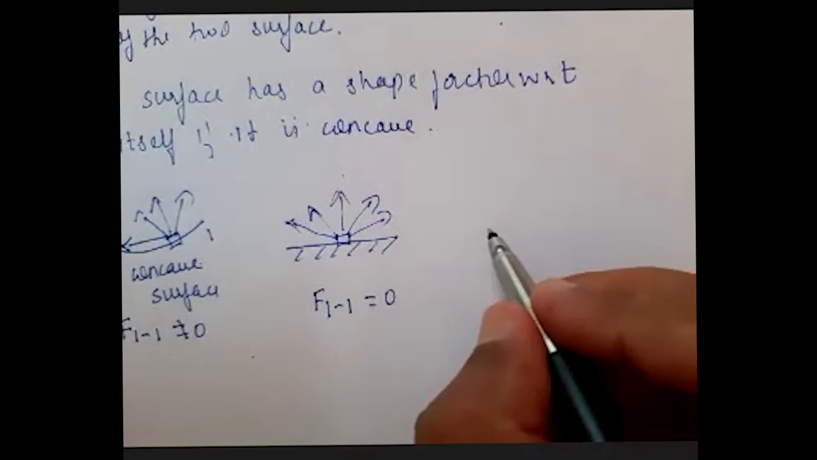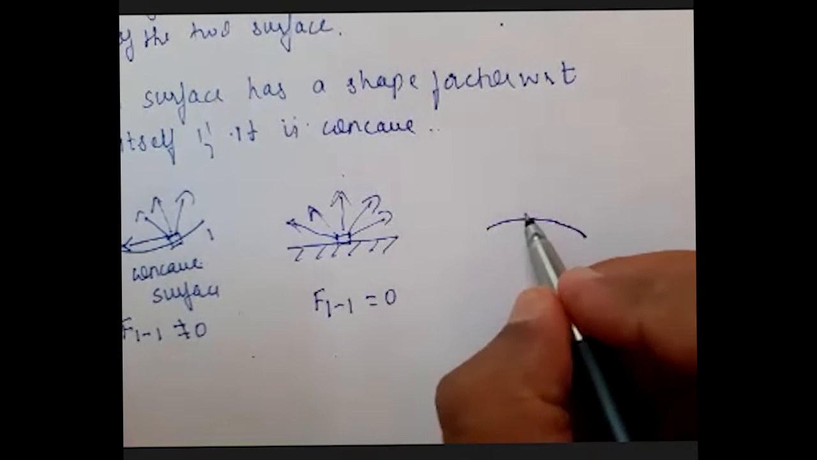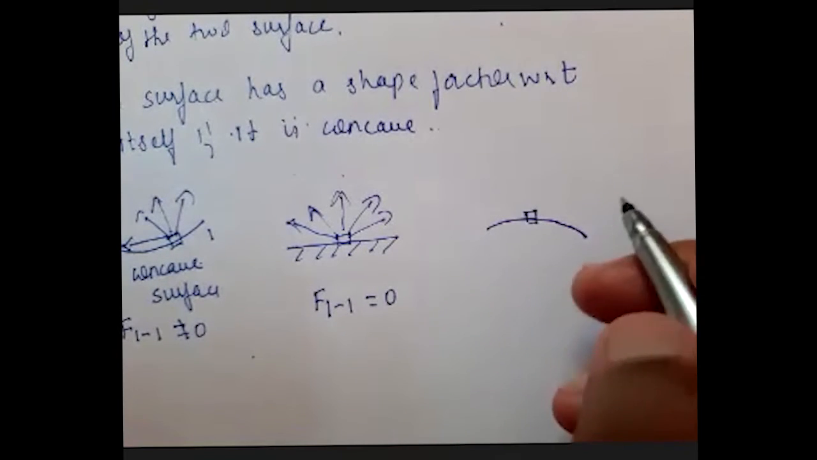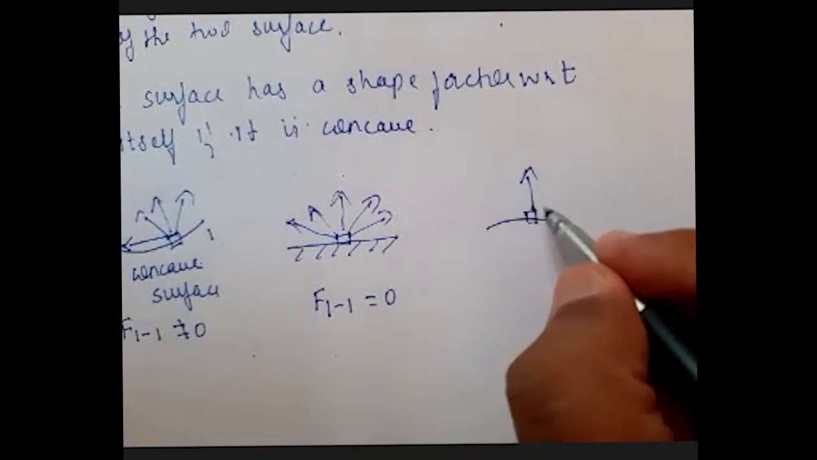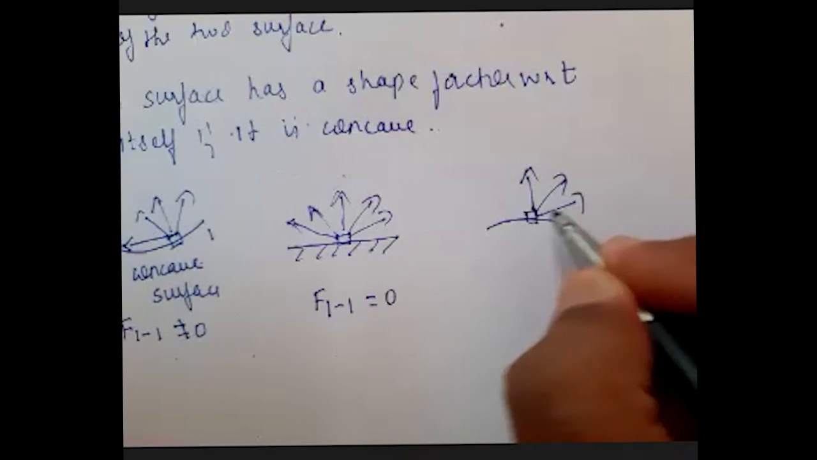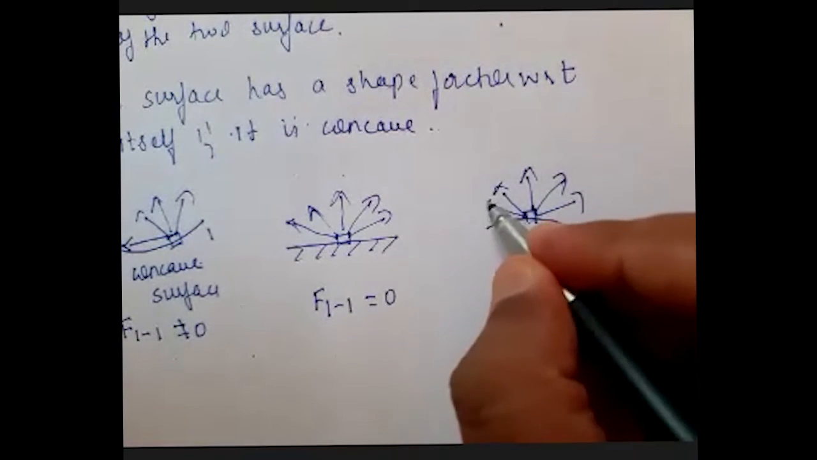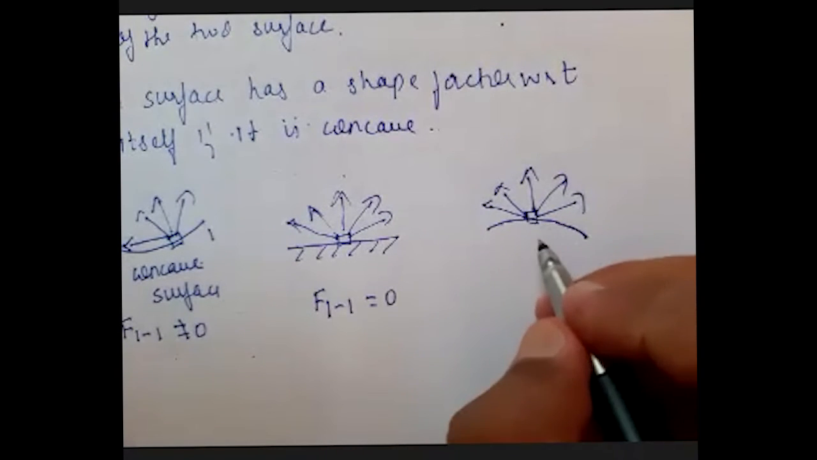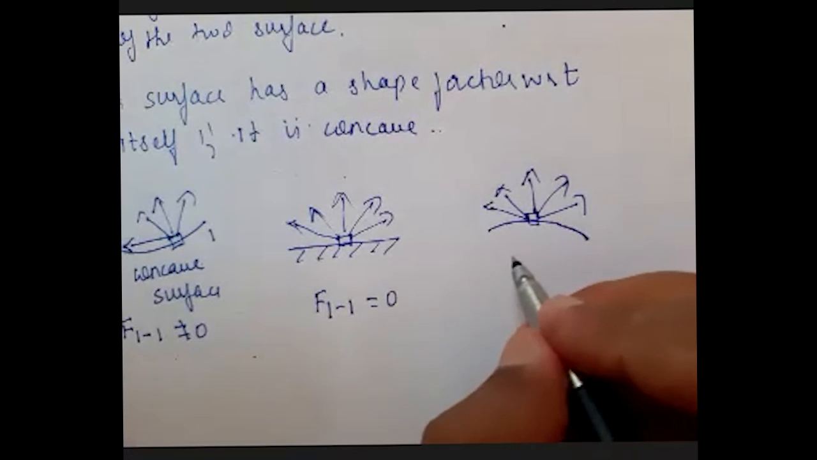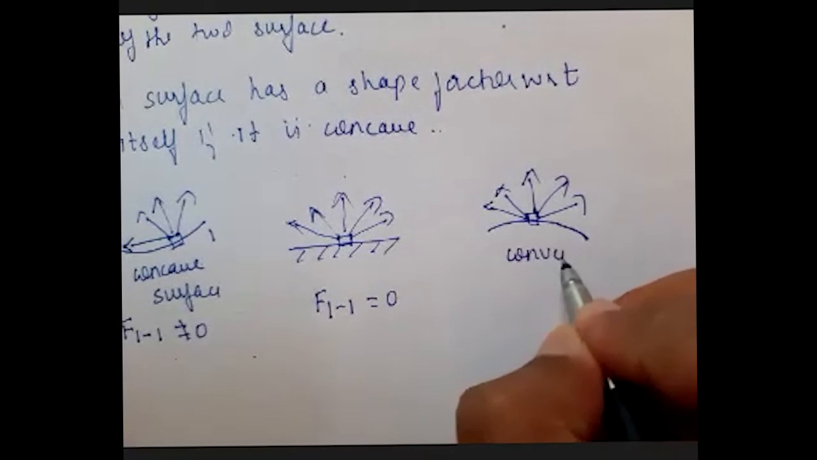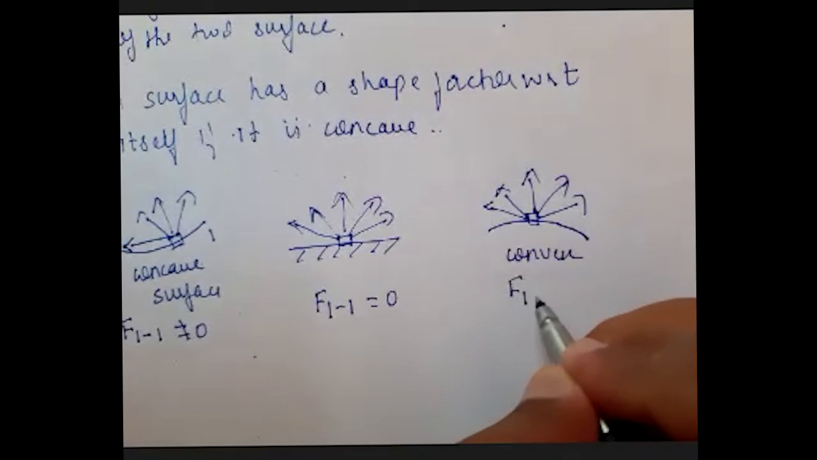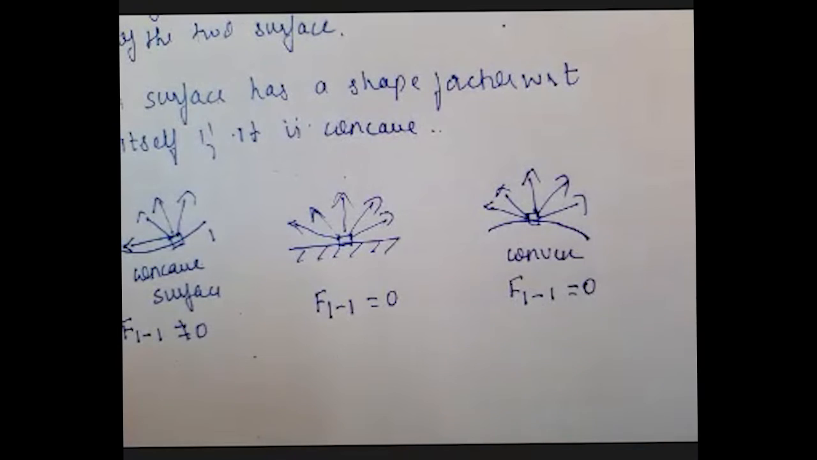If I have a convex surface and radiation emitting from a small elemental area on this surface, the radiation emitting from this surface will never hit back the same surface in the case of a convex surface. So in that case, F1-1 will also be equal to 0.